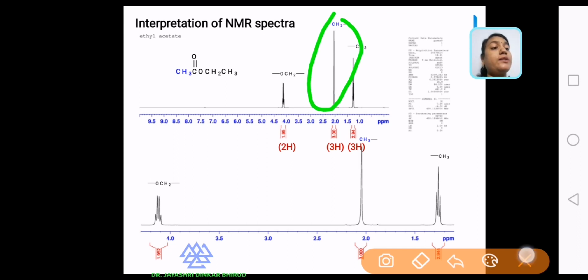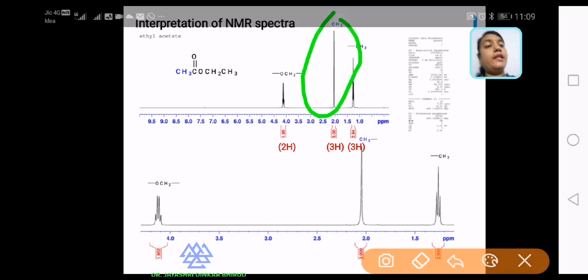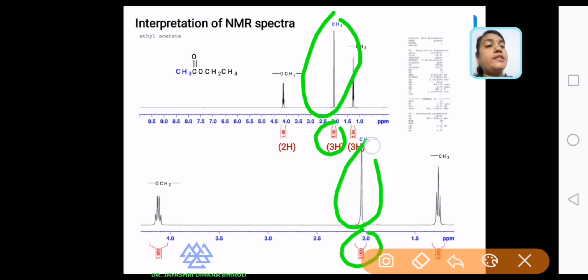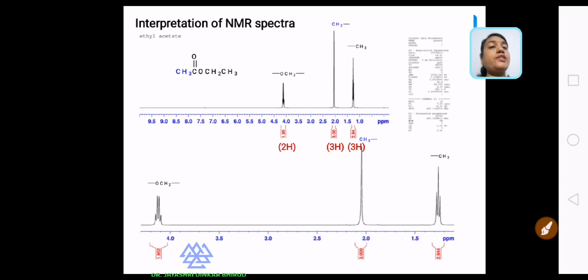a singlet because this CH3 proton is attached to a carbon atom which does not bear any hydrogen atom. Therefore, this CH3 proton gives a singlet at delta equal to 2, and below this is the number of protons. See here, the number of protons is 3 and this gives the singlet. Next one, OCH2 protons.